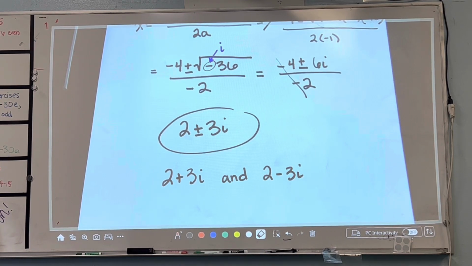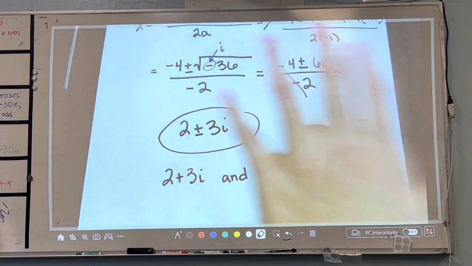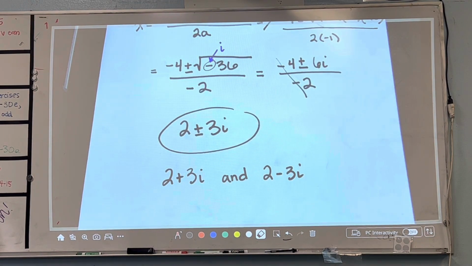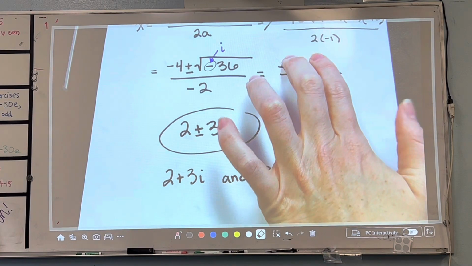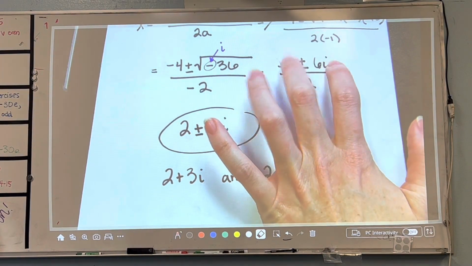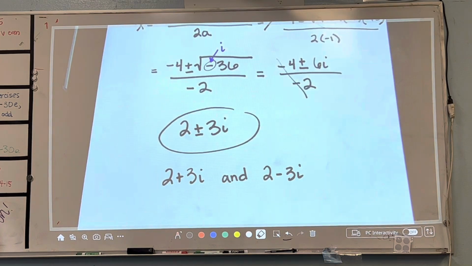Miss Brown, what if it was 7i instead of 6i? You could, but then you would not be able to simplify. If you have an expression where it's plus or minus, you can't split those up. You have to keep them together and do the same thing. So the whole thing has to be divisible by it. Both of the terms have to be divisible by it.